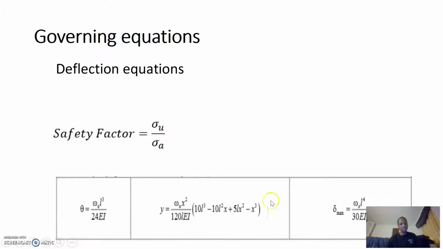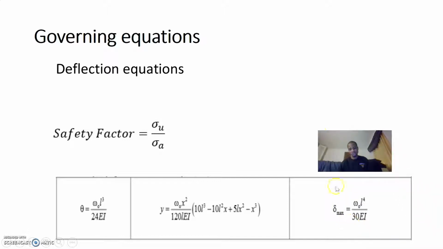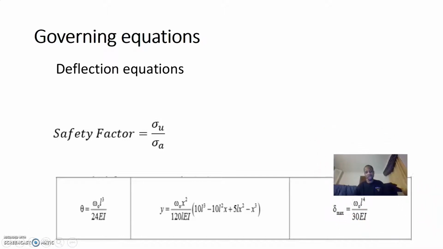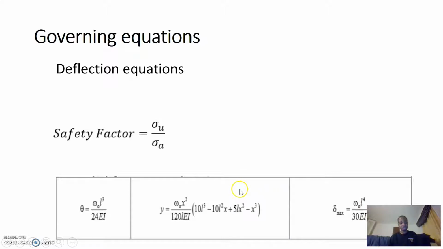And this is the deflection equation, as you are seeing right here. This is the slope of the deflection, this is the deflection itself, and this is the maximum deflection. So these are the equations that I'm going to be verifying in ANSYS with respect to my simulation, to see if my simulation is right or wrong.